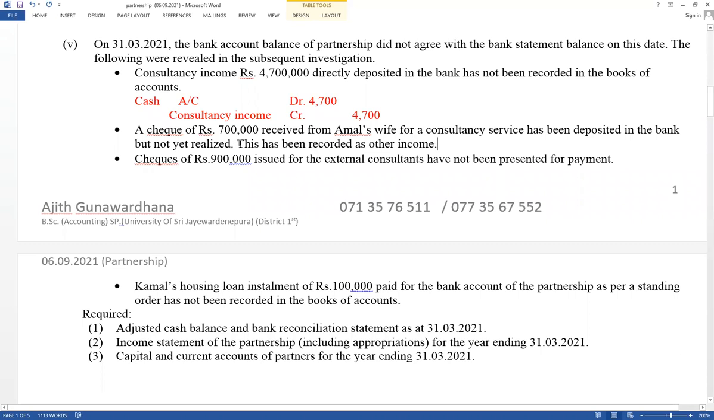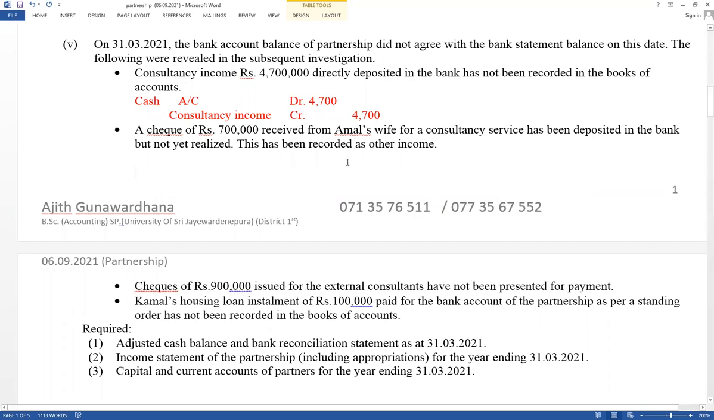Think there are two parts. First one, unrealized checks, and second one, it has been recorded in other income. That is also consultancy income based on accrual concepts. The owner and the business are two separate things. Even if it was given by the owner's wife, it should be considered as a consultancy income. Check 700,000 received from Amal's wife for consultancy service is also income based on entity concepts.